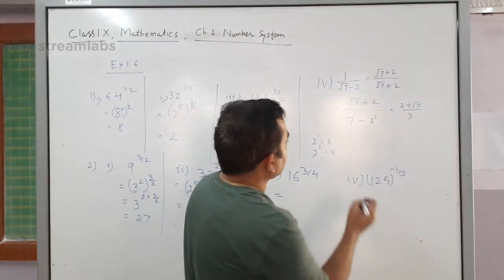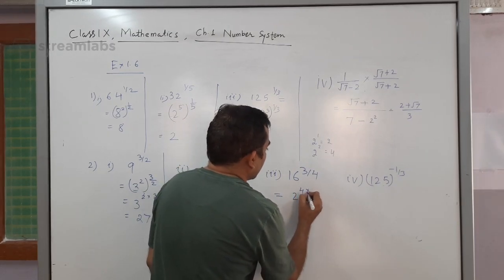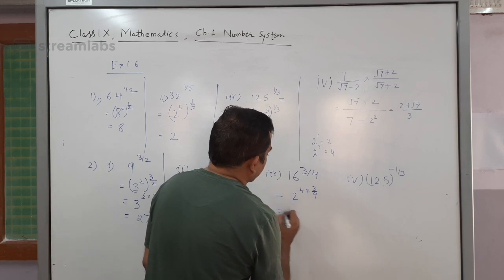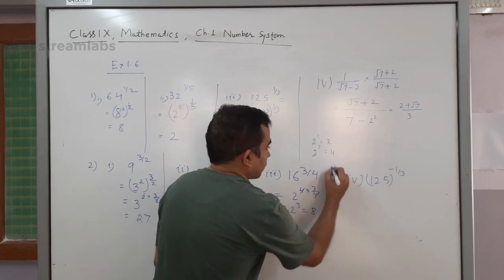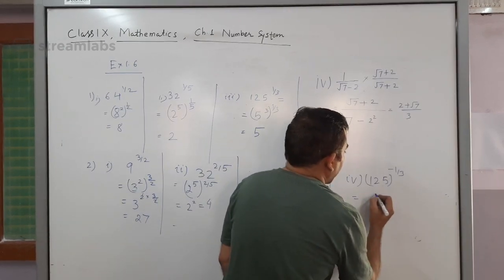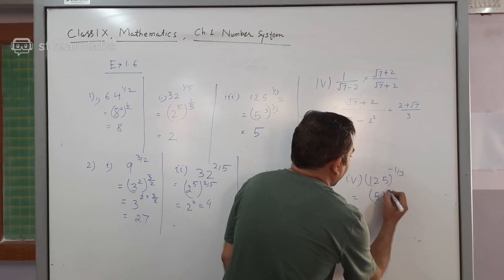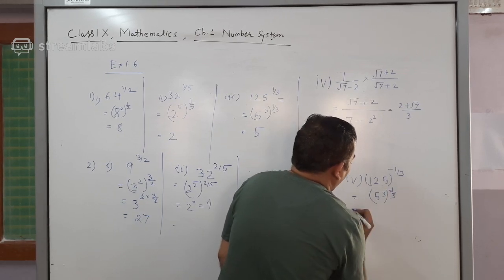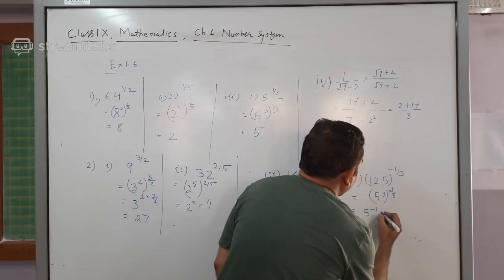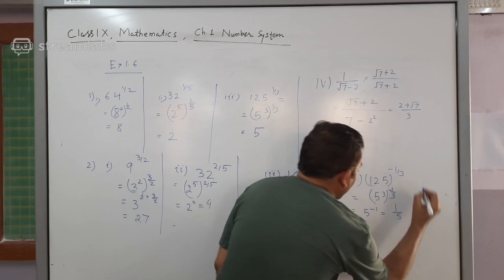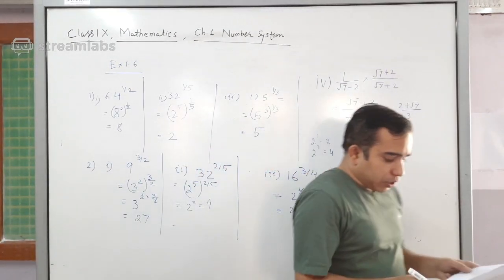16 is what? 2 to power 4, isn't it? 2 to power 4 multiplied with 3 by 4, it becomes 2 cube. 2 cube is nothing but 8, right? 125 is 5 cube to power minus 1 upon 3. 3 gets cancelled and it becomes 5 to power minus 1, which means 1 upon 5, right? So all these questions are there.